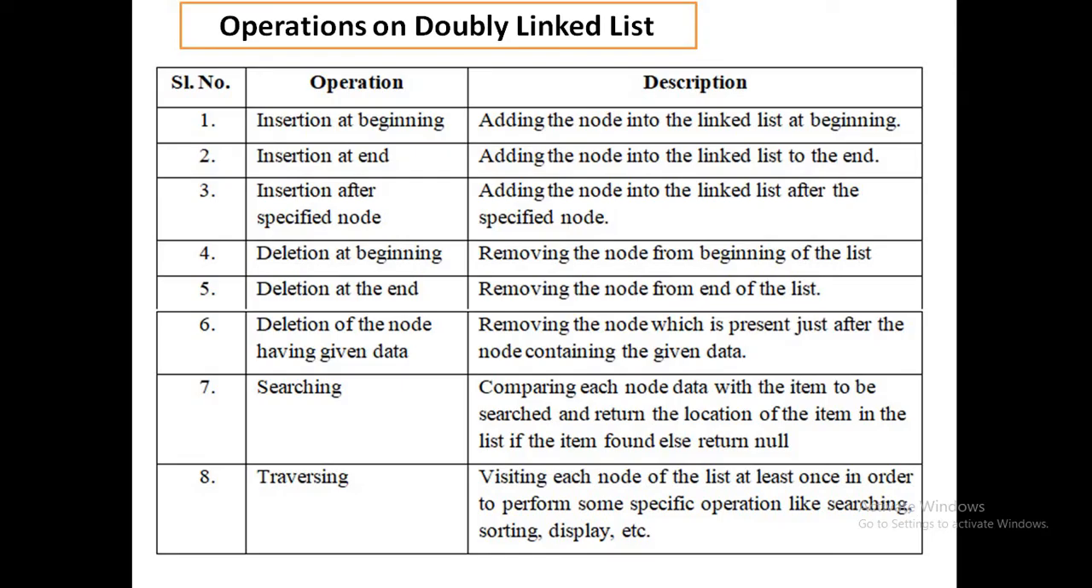Searching, comparing each node data with the item that is to be searched and return the location of that item in the list. And in this case, if the item is not found, it will return null. Traversing, visiting each node of the list at least once in order to perform some specific operation like searching, sorting, display, etc.